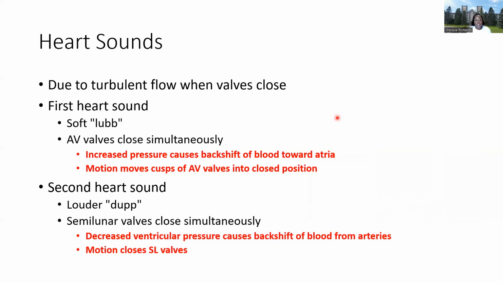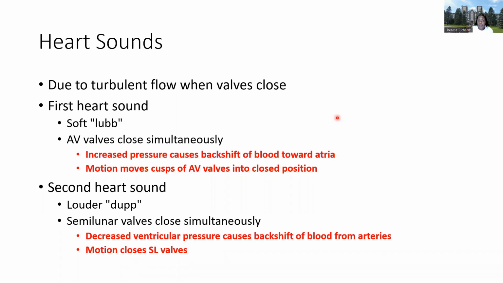So it's really the movement of blood, the whooshing of the blood as it moves past that closing valve. The first heart sound is called a soft lub. It's when the AV valves are closing, right? Both the mitral valve on the left and tricuspid valve on the right are closing at the same time. And so the pressure caused by that backward whoosh of blood leaving the atria, but hitting against the back of the closing AV valves, is what creates the soft lub, which is the first heart sound.